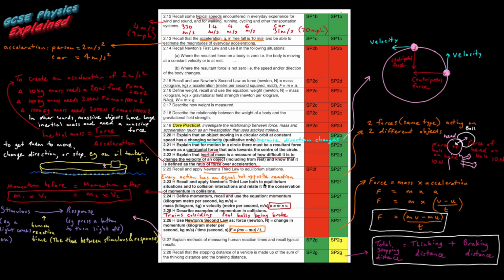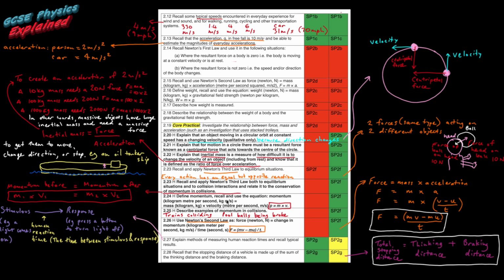Recall and apply Newton's third law to equilibrium situations and to collision interactions, and relate it to the conservation of momentum in collisions. In other words, the conservation of momentum in collisions just means the momentum before equals the momentum after. To get the momentum, you do the mass 1 times by the velocity 1, and then the momentum after would be the mass 2 times by the velocity 2. But for momentum in collisions, the second mass is usually a different object, or sometimes it's two objects combined together. If you don't know what you're doing with that, I've got a nice little video in my SP2 playlist from the Edexcel playlist.